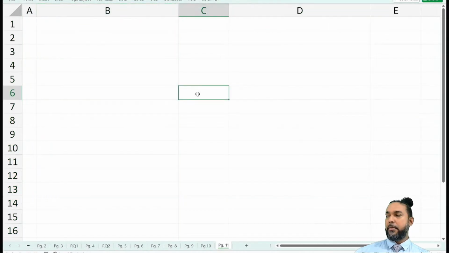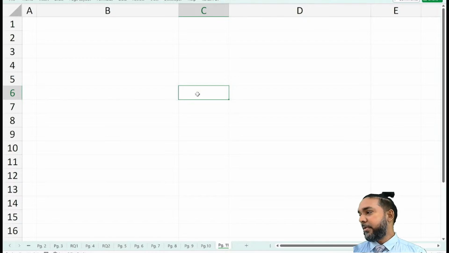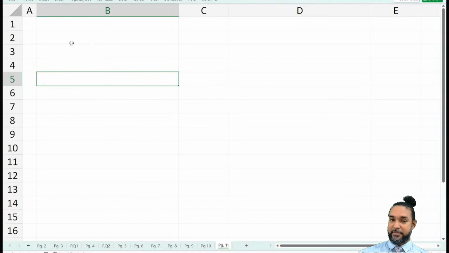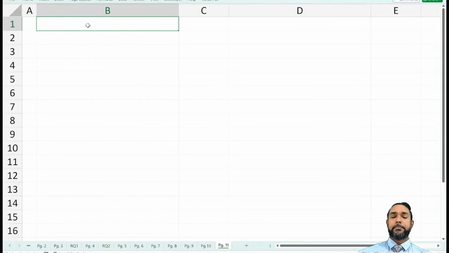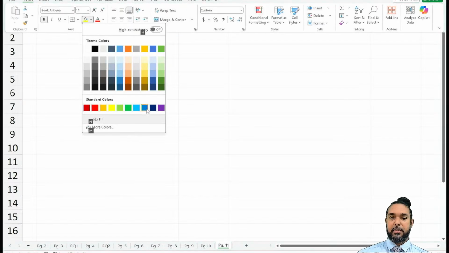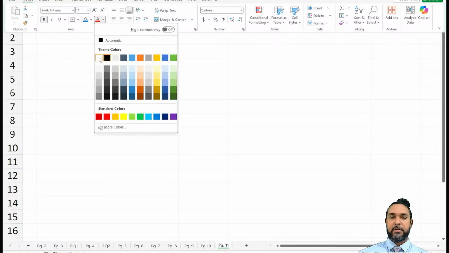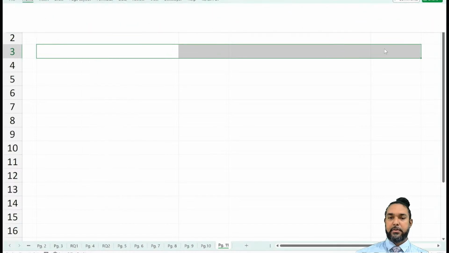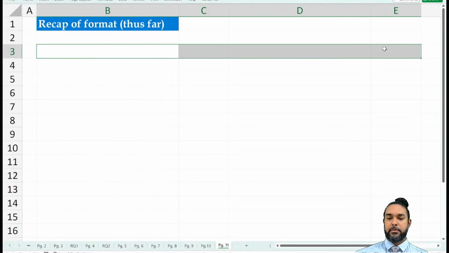Now, I'm not a big fan of date columns, but I know that's a bad thing because I often give people the impression that date columns are not important, and that's very far from the truth. So what I want to put on this page is a bit of a format to capture all of the stuff we have so far. So, recap of format thus far. Let's put that in another color, make it bold.